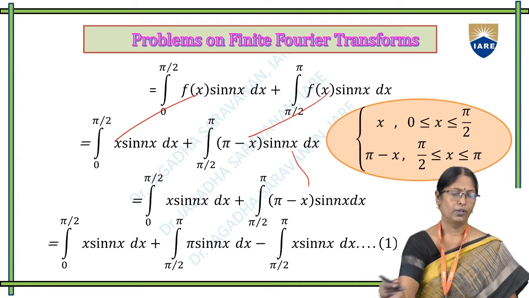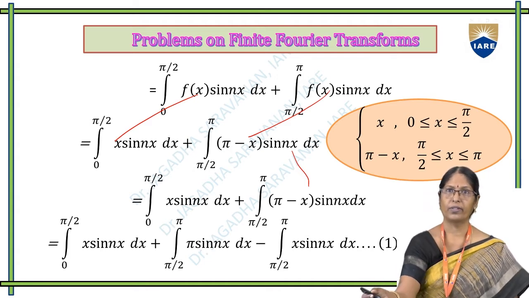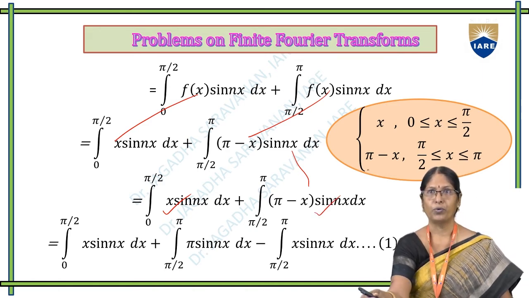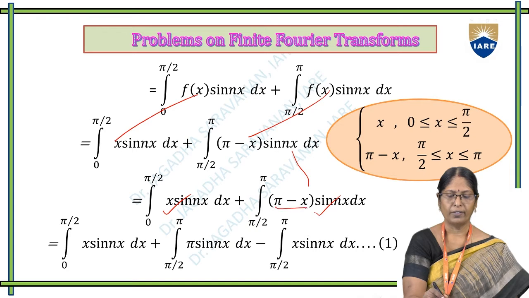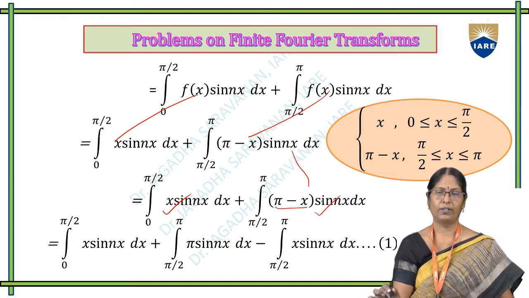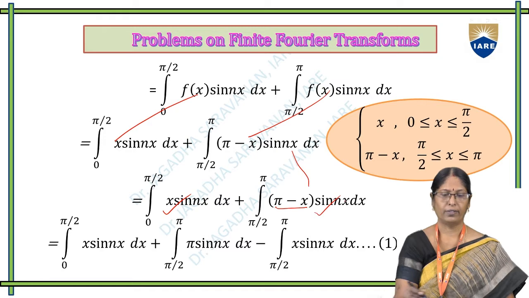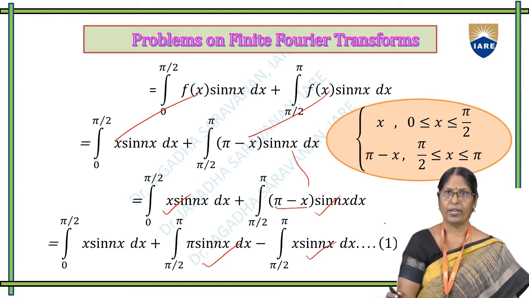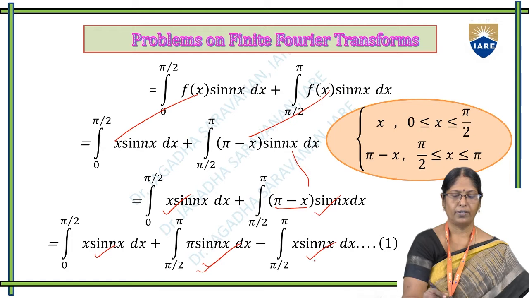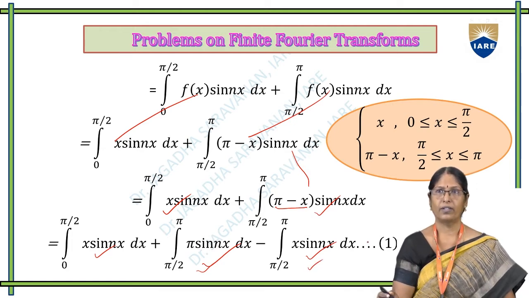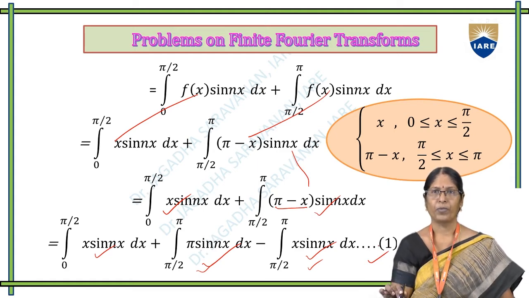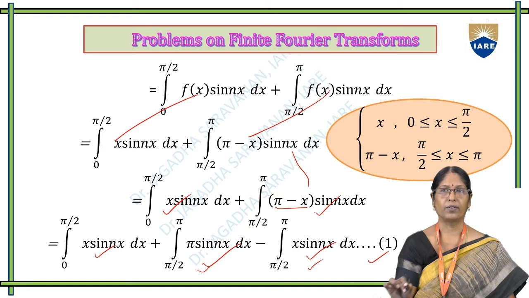So now there are two integrals: the first one from 0 to pi by 2, the second one from pi by 2 to pi, where pi minus x is there. We split it: pi into sine nx as one integral, x into sine nx as another integral. Put together, first integral, second integral, third integral, three integrals in all, which we name equation 1. Now we have to do these three integrals.